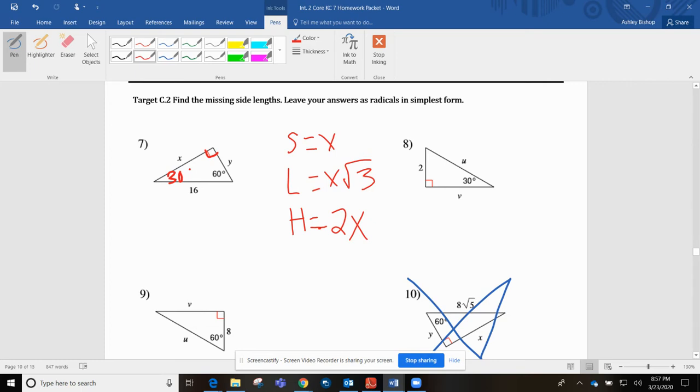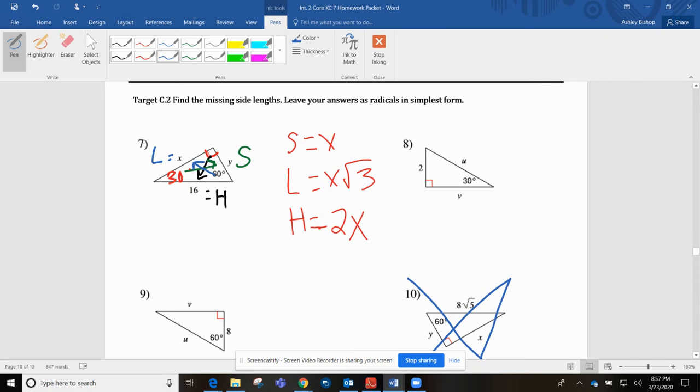And so we want to then label our sides. Remember, across from the right angle is my hypotenuse. Then the side across from my 30 degree, remember 30 degree is my smallest angle, so that's where my small or my short side comes from. And then by process of elimination, or if you remember 60 is bigger, so 60 must be my long side.